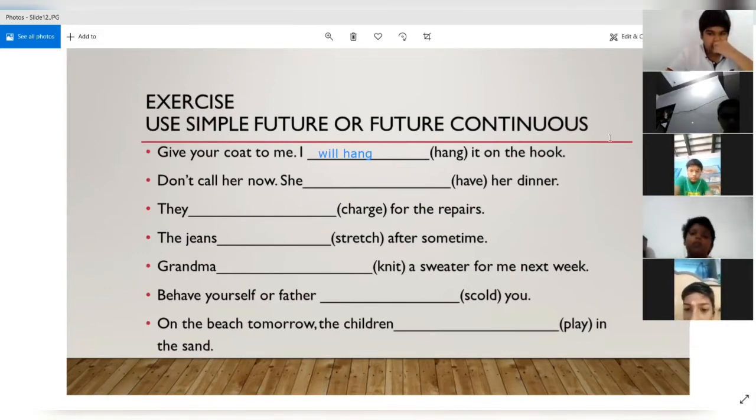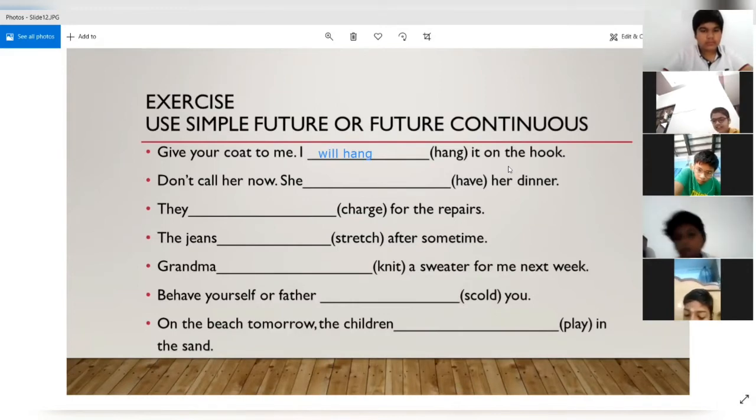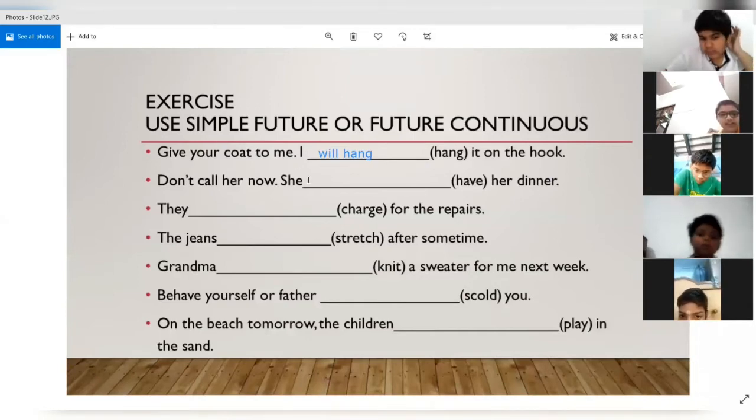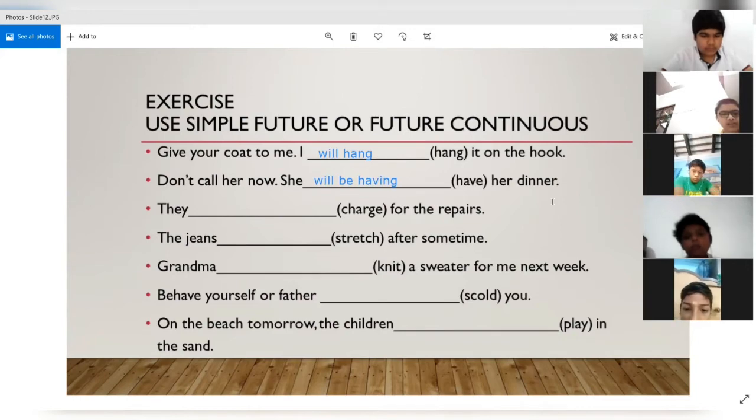Then I think Pranjal Yadav can answer the second one. Yes, Pranjal. Good morning, teachers. Good morning. Sir, the answer will be don't call her now. She will be having her dinner. Yes, correct. So we are saying that a continuous action will be going on. She will be having her dinner. So don't call her now because her dinner will be disturbed, right? Yes. She will be having her dinner. All right.